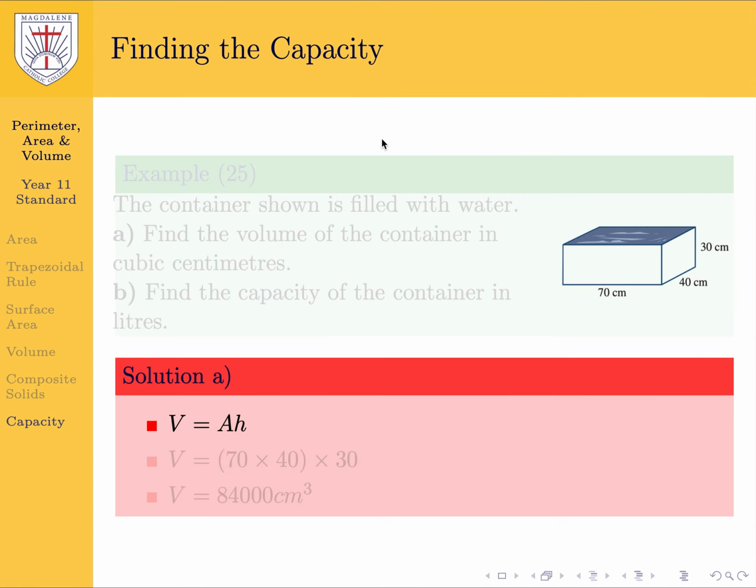So once again, the faithful formula, volume equals AH, and for the cross-sectional area, we're going to do 70 times 40, so then the H actually makes sense. So 70 times 40 times the height of 30, which is 84,000 centimeters cubed.